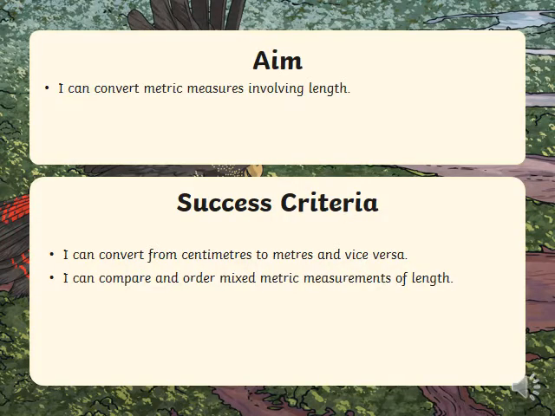So our main lesson today is carrying on from our Friday's lesson when we were looking at converting metric measures. So today we're going to be looking at converting centimetres to metres. On Friday we looked at converting millimetres to centimetres by multiplying by 10 and vice versa. Today we're looking at converting centimetres to metres.